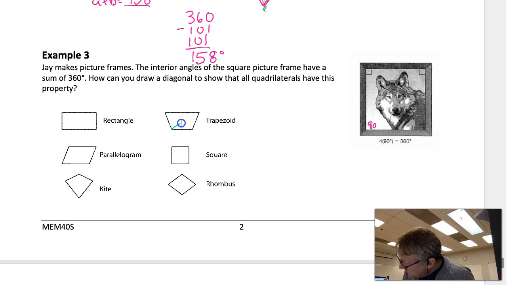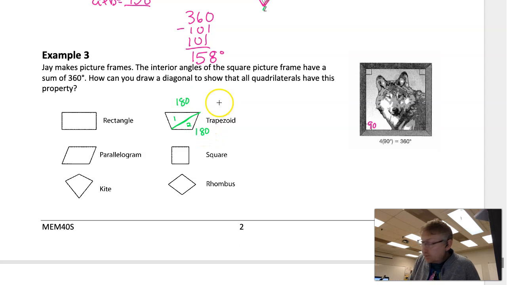Well, if we draw a diagonal in here, then we have 2 triangles. Angles in this triangle are 180. Angles in this triangle are 180. If the two triangles together make the trapezoid, then the two 180s together should make 360 degrees. As long as you can divide the shape into two triangles, you know it should add to 360 degrees.